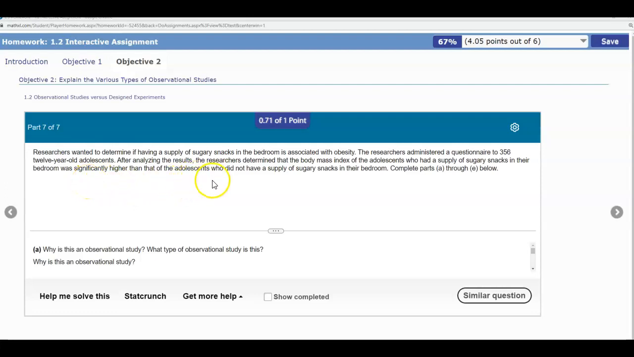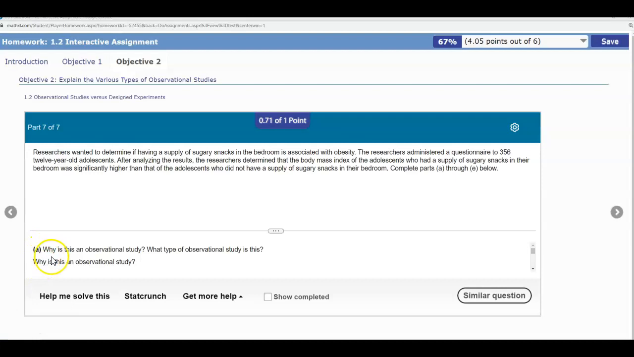After analyzing the results, the researchers determined that the body mass index of the adolescents who had a supply of sugary snacks in their bedroom was significantly higher than that of the adolescents who did not have a supply of sugary snacks in their bedroom. We're going to complete parts A through E.